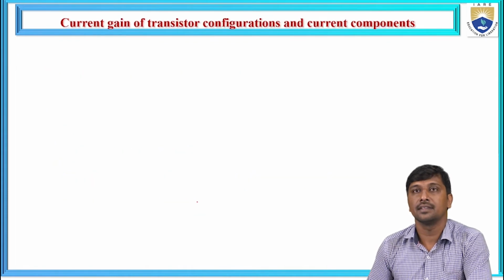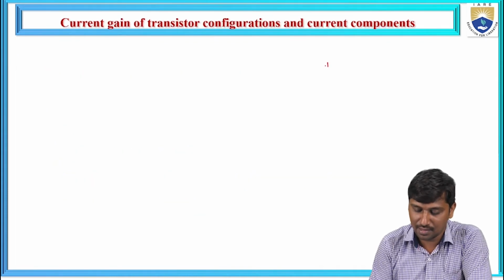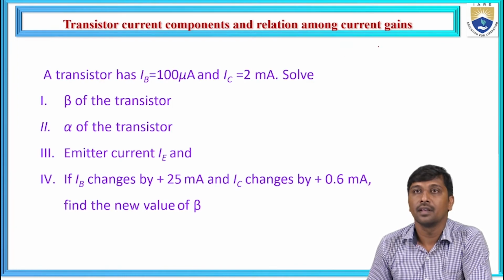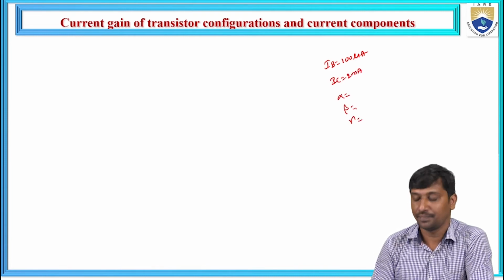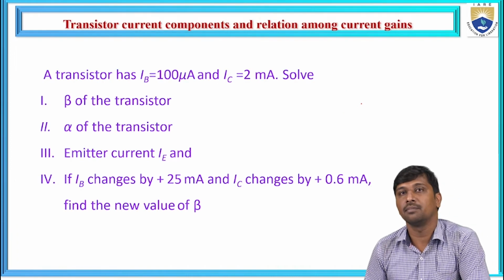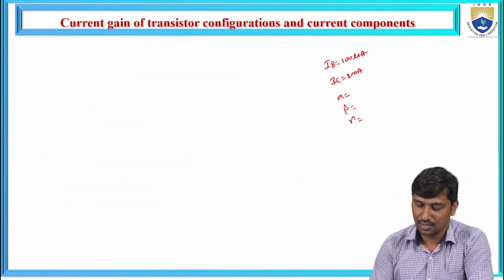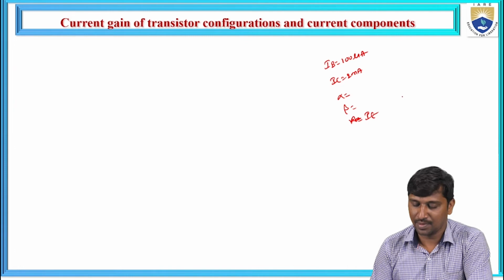For this case, the given specifications are IB is 100 microamperes and IC is 2 milliamperes. We need to calculate alpha, beta and gamma. Sorry, we need to calculate only beta and alpha. Then we need to calculate the emitter current.